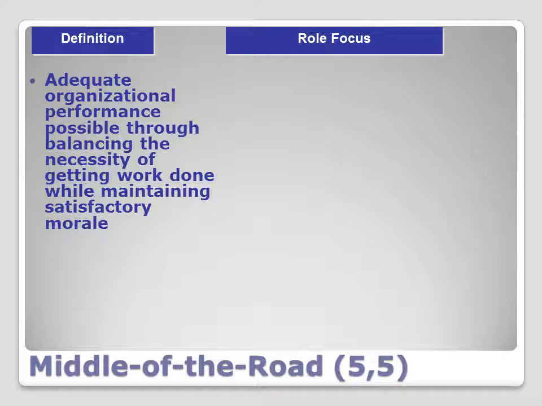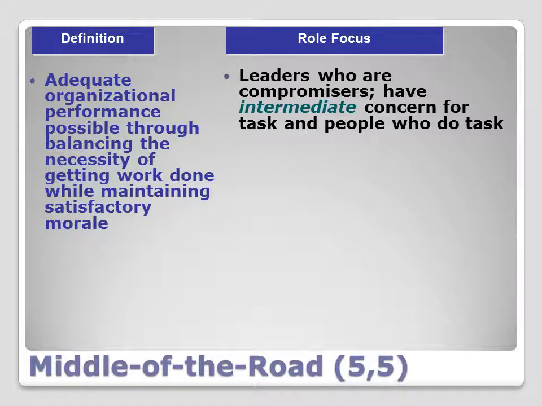Now, a few words I want to highlight in this definition. The first is adequate. So adequate performance is possible. So in this, there's a lot of saying, well, that's good enough. And you also see in this, this phrase at the very end of the definition, satisfactory morale. It may not be great, but it's satisfactory. It seems to be fine. Fine would be a great word to describe the middle-of-the-road management style. So these are leaders who are compromisers. They have intermediate concern for the task and for the people who do it.